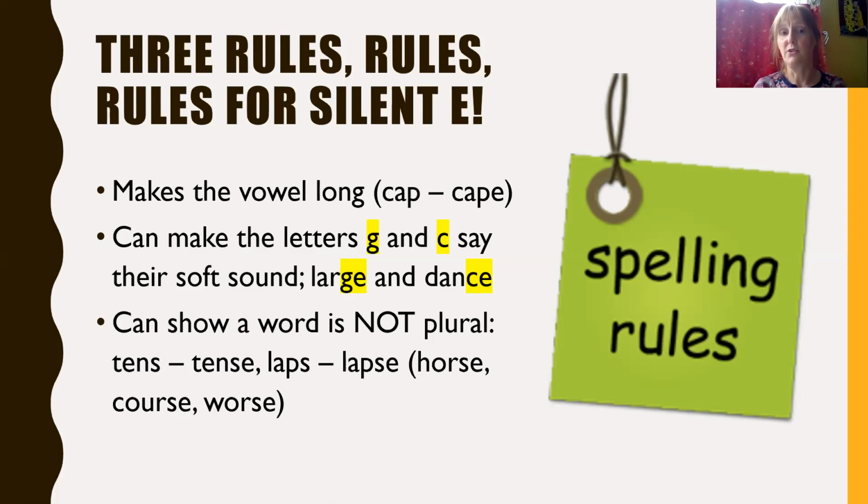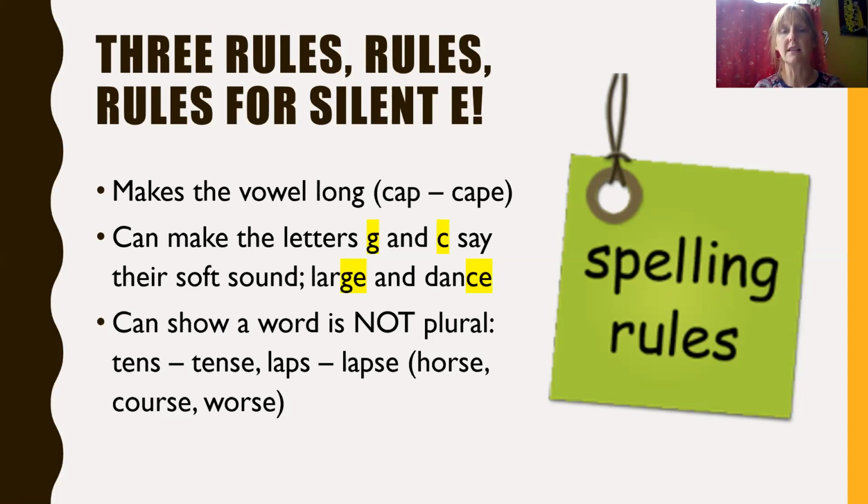The silent E can also show that a word is not plural. So for example, if we have ten, we have ten tens in one hundred, tens is the plural of ten. But if we put an E at the end, we're showing it's not plural, it's a totally different word. Tense, like I have to tense up. Or what tense is that sentence in? Same with laps. You can swim one lap in a pool, you can swim many laps in a pool, and that ends in S, so it shows that it's plural. However, if we put an E at the end and write lapse, the E helps us realize that it's not a plural word. And the same is true for the words horse, course, and then that word worse.